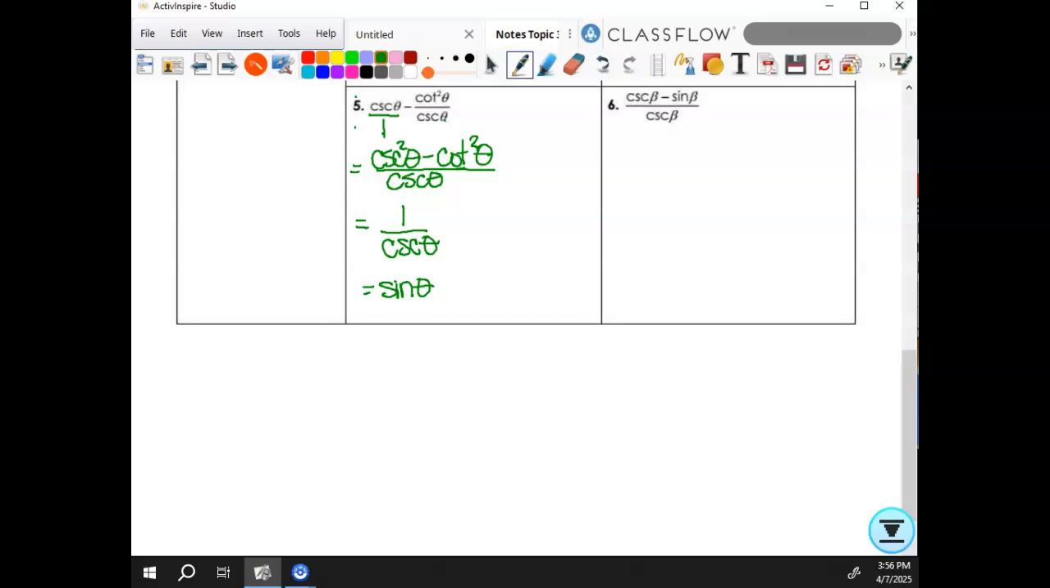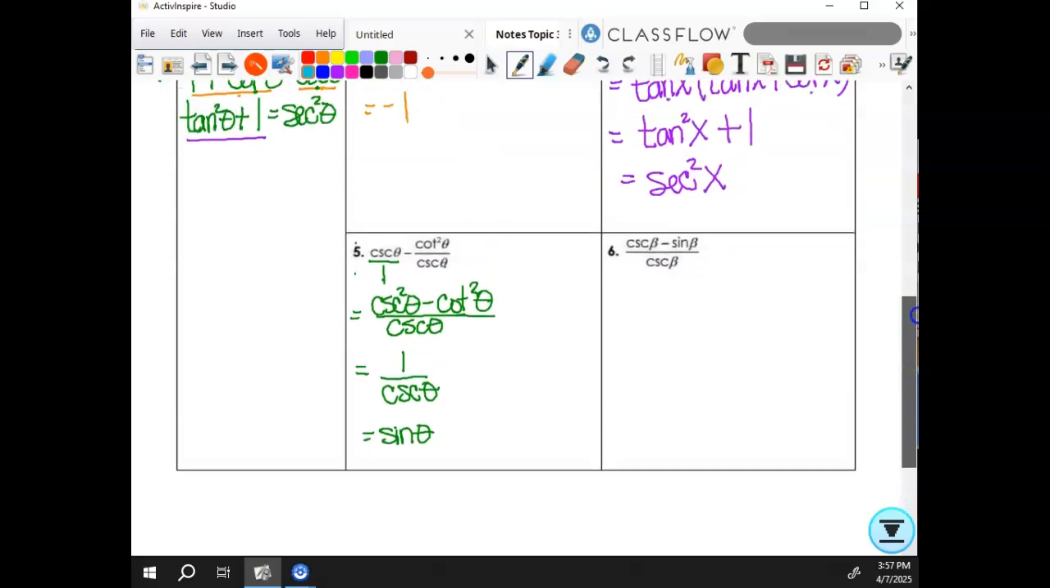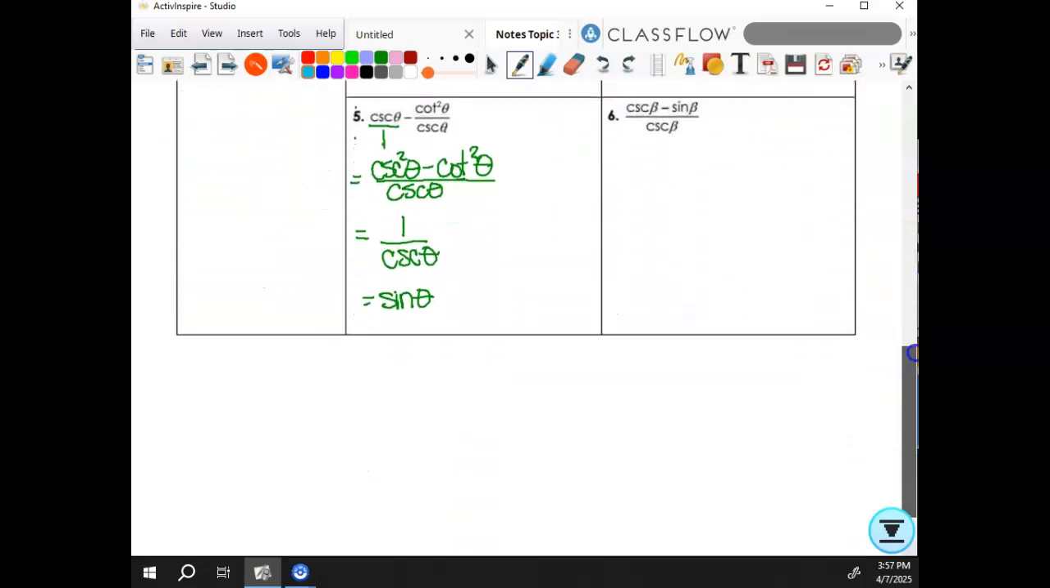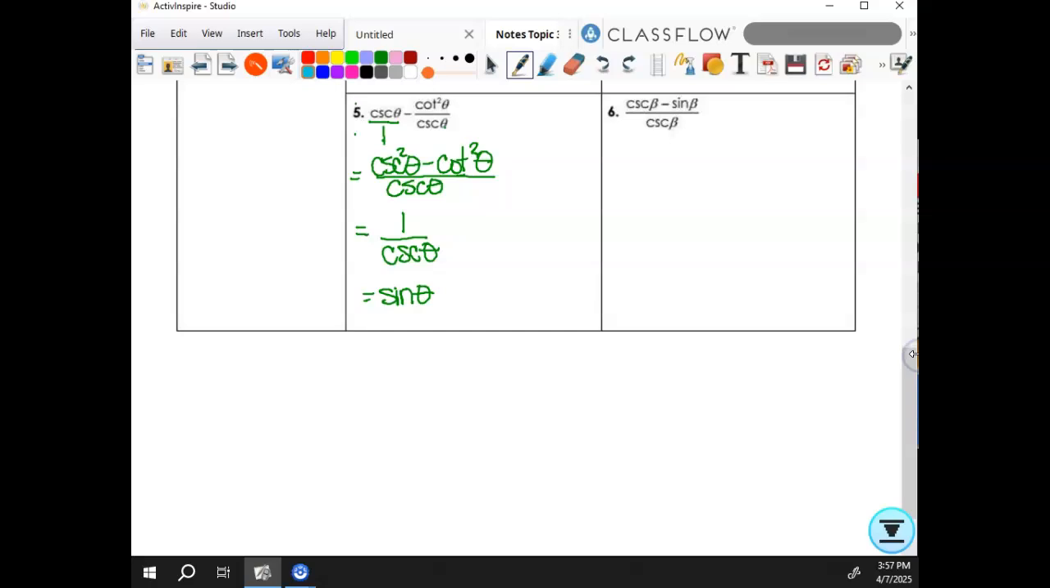All right, number 6. There's nothing squared, so I'm not doing Pythagorean identities. I could do reciprocals and stuff, but I don't know about all that. One of my other strategies, though, was to break fractions apart. And that's something that I don't think is always your first thought, because we don't do that a whole lot. We put a whole lot of fractions together. We don't always break them apart. So let's talk about what that means.